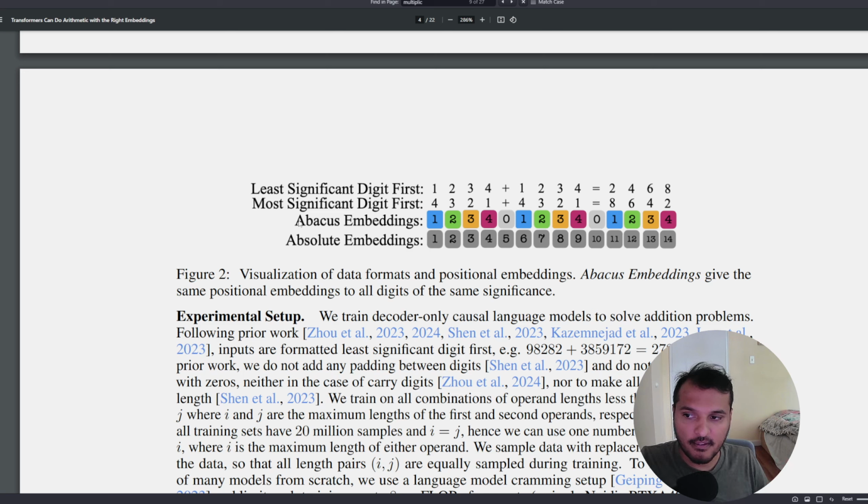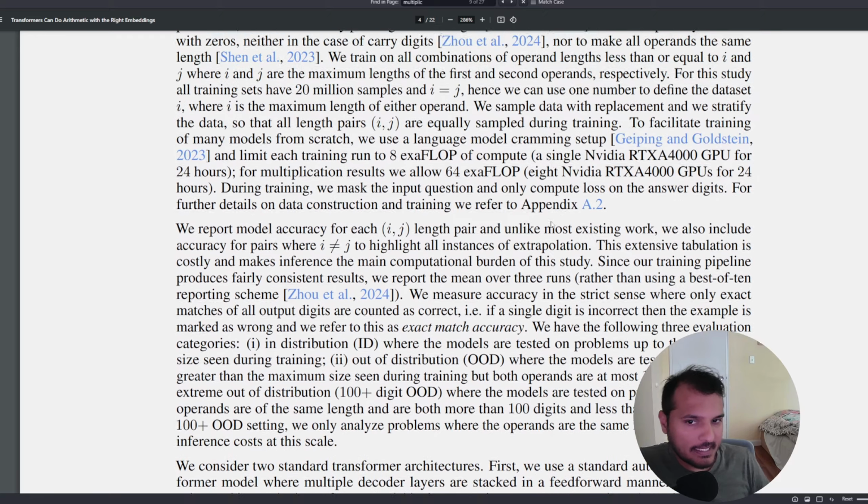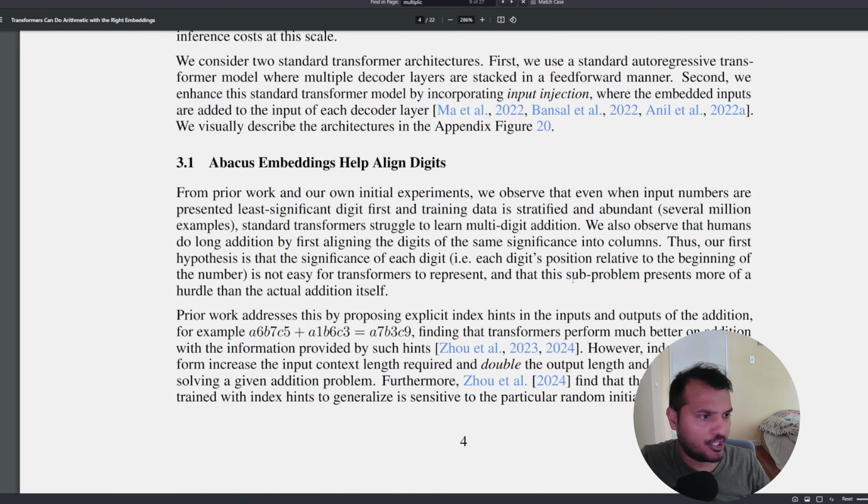However, in what they call Abacus embedding, they give the same embeddings to the same orders. So the lowest order gets the same embedding across the board, and the highest order gets the same embedding across the board, and so on. And this makes sense, right? Because this puts all the digits that occur at a particular order, or significance, on a similar footing. And with this, they get pretty good accuracy on addition.